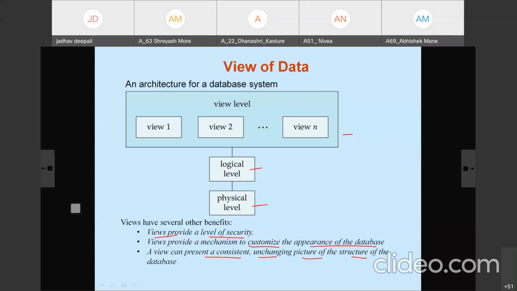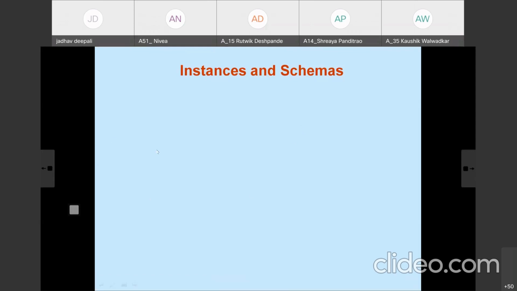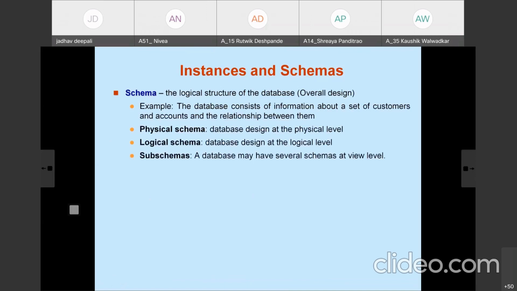So in this way data abstraction is divided into 3 levels: physical level, logical level and view level. The next part is instances and schemas. When we consider a relational database, these two words, instance and schema, are very important. First we see what is meant by schema. The logical structure of the database is known as the database schema.